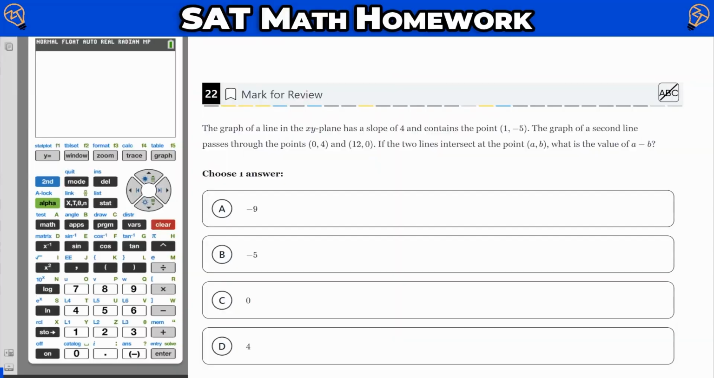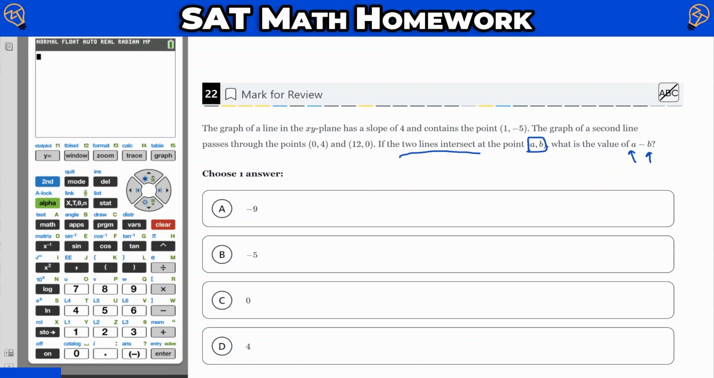Now in this question, they're looking for you to find the intersection of two lines. More specifically, once you find that point of intersection, they want you to do the x-coordinate minus the y-coordinate. Now for us to be able to find the point of intersection, we first obviously need to graph these two lines.